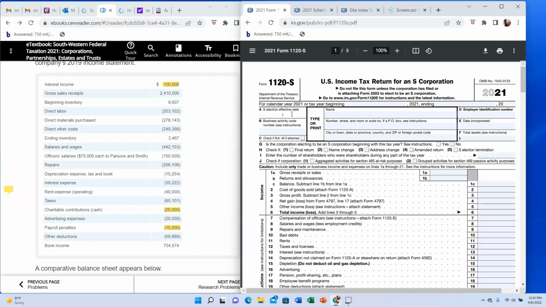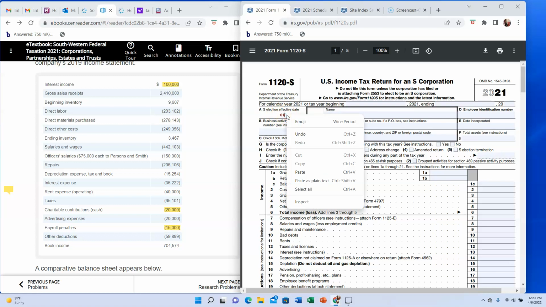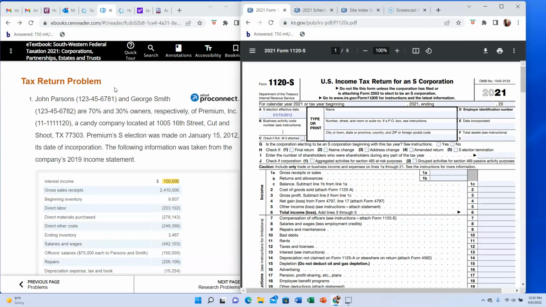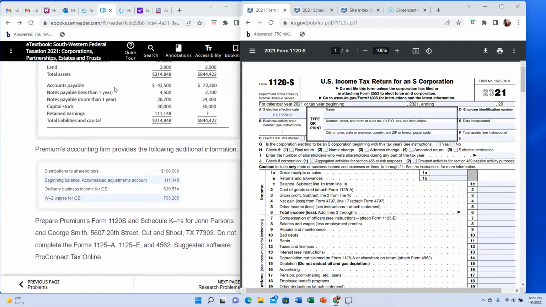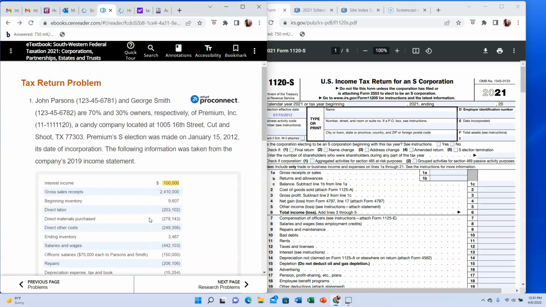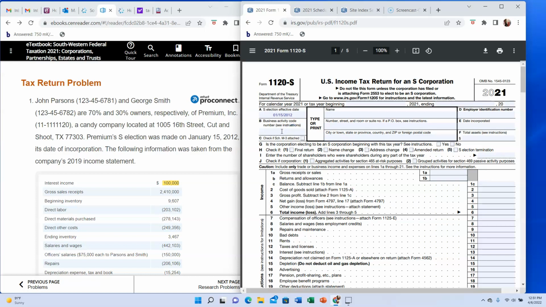Anyway, so the date is 1/15/2012. Their business activity code, I think they gave it to us somewhere. Maybe they did not, so we'd have to go look that up. It's for a candy company, and I will just tell you what it is: 311330.